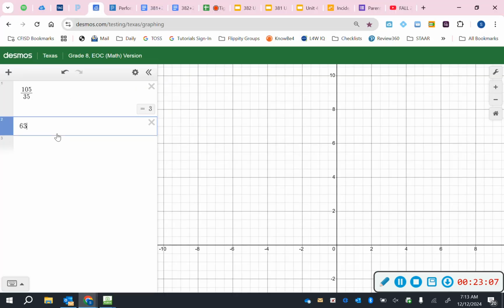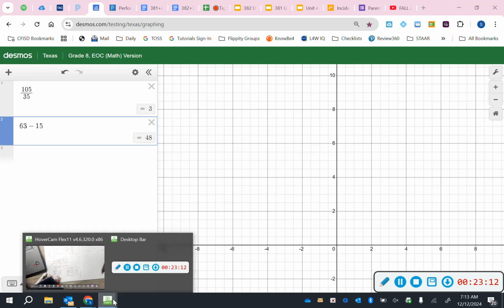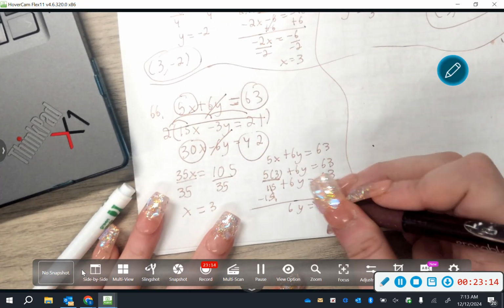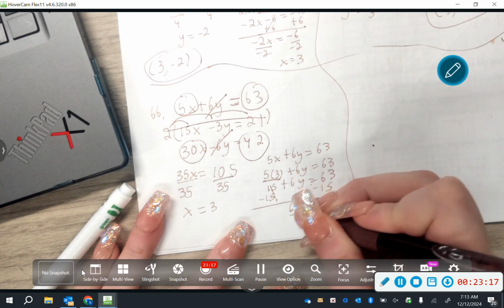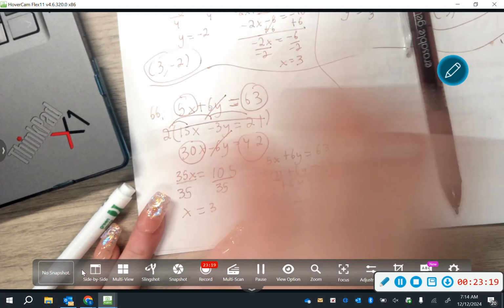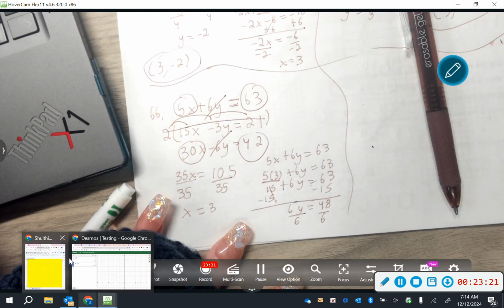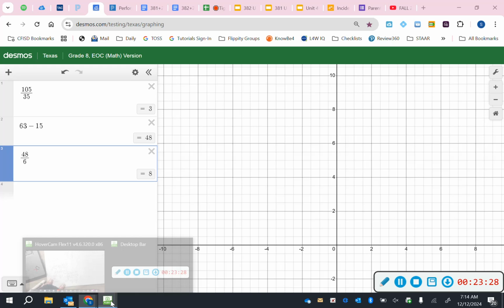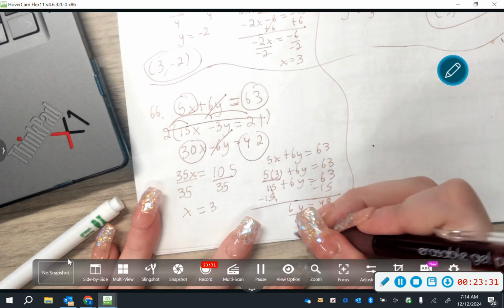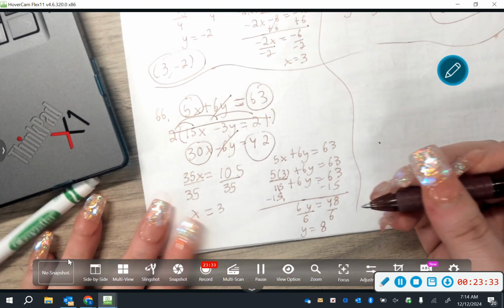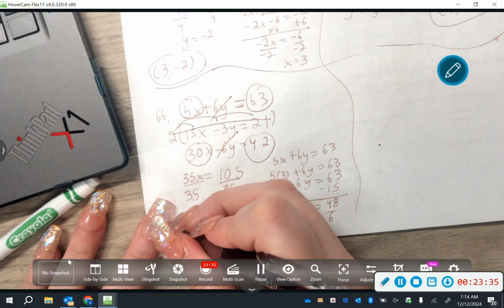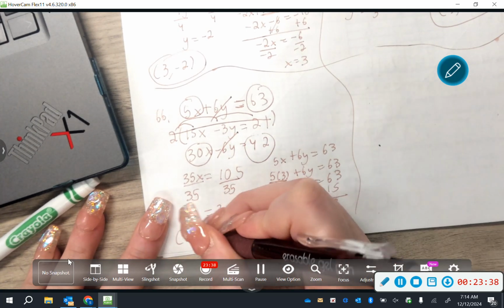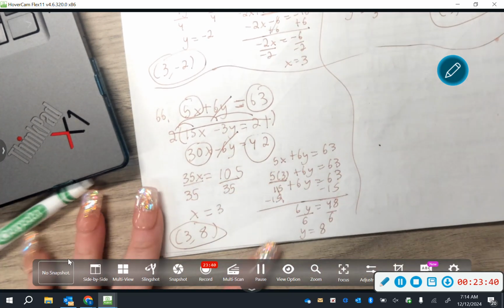My brain is too tired to function this early in the morning. It's 48. If I want to solve for y, we divide both sides by 6. 48 divided by 6 is 8. So y equals 8. If I want to write my answer as x, y, my x is 3 and my y is 8. There is my solution.